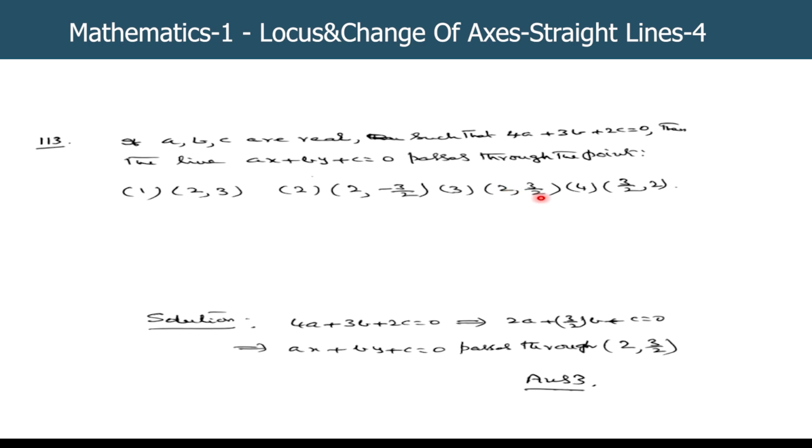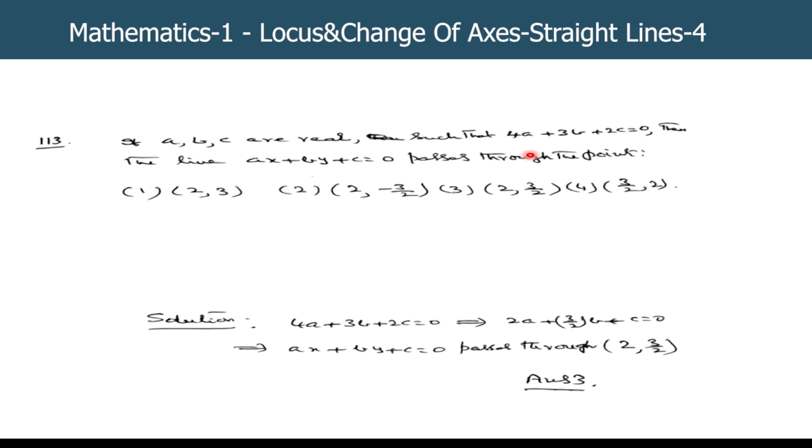And 4a plus 3b plus 2c equals 0. Whenever you are given such a relation, you divide the equation by the coefficient of c itself. So here the coefficient of c is 2: 2a plus 3b by 2 plus c equals 0. That means the line ax plus by plus c equals 0 passes through 2 comma 3 by 2.